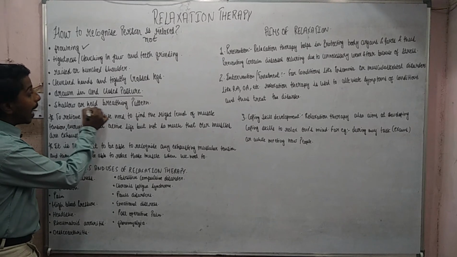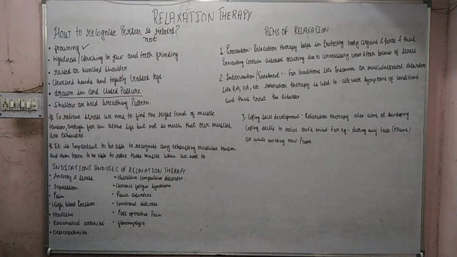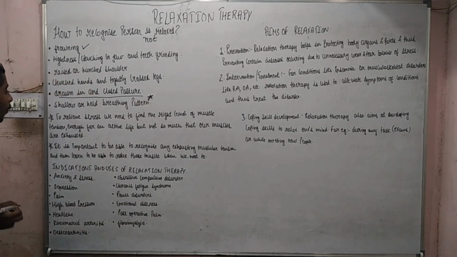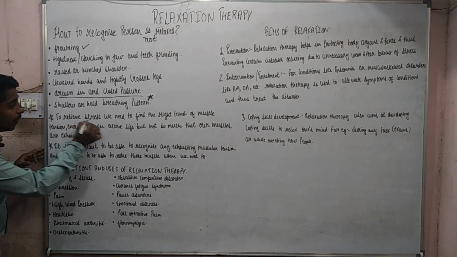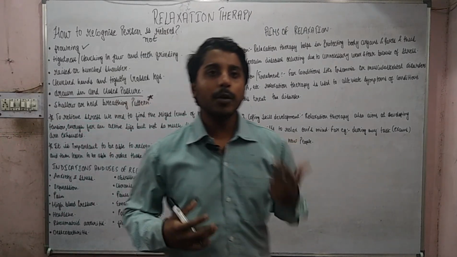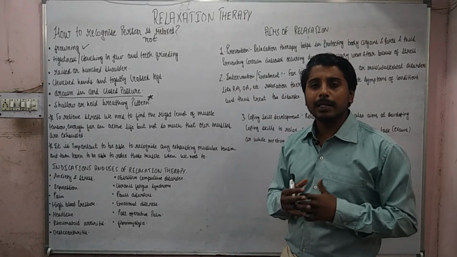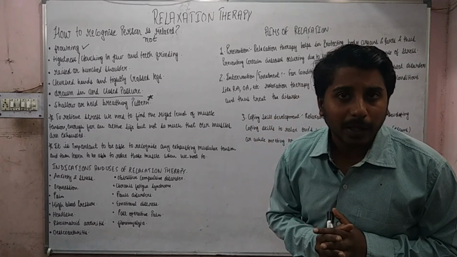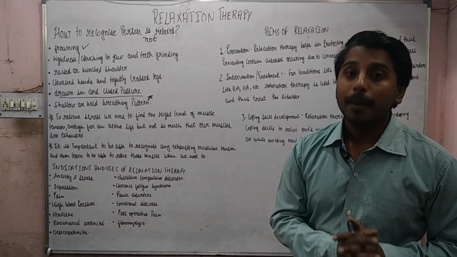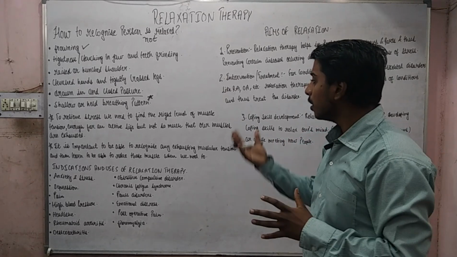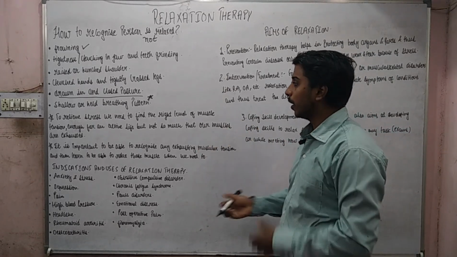Then shallow or held breathing pattern. The breathing pattern can also be altered with any kind of stress. And we need to study two more points. First is, to relieve the stress, we need to find the right level of muscle tension. For example, if we find that some body muscle is not relaxed, then first of all we need to understand the normal amount of tension which must be present in the muscle. So relaxation therapy aims to decrease that extra tension so as to prevent the exhaustion of body.